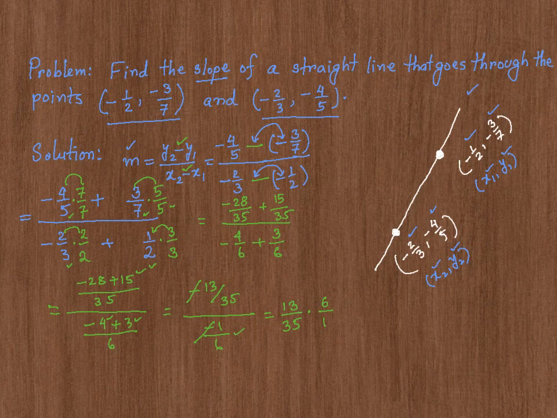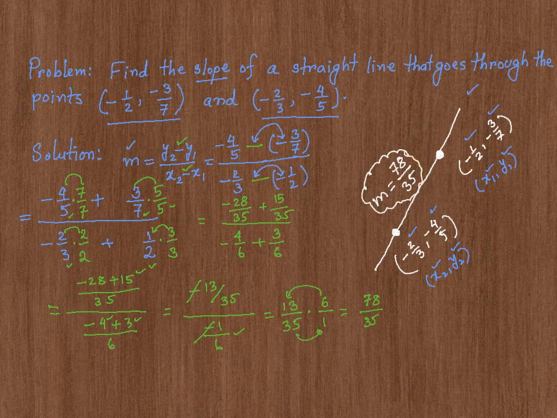Now nothing really cancels here. So it's going to be 6 times 13 is 78 divided by 35 times 1 is 35. That is the slope. So the slope of this straight line is m is equal to 78 over 35. That's going to be the slope of this line.